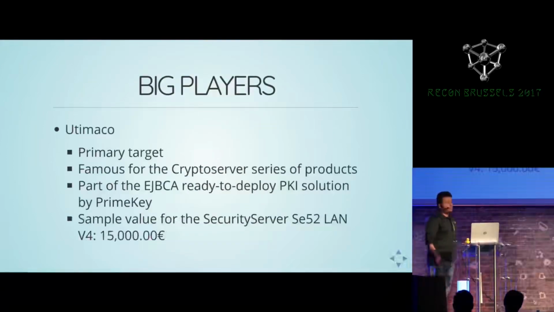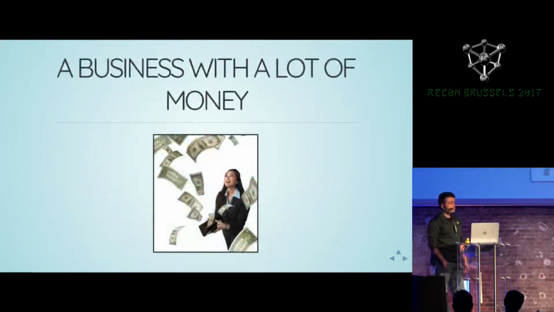And our target, Utimaco. Utimaco is famous for the CryptoServer series of products, and they have a ready-to-deploy PKI solution using EJBCA. EJBCA is a very famous product for setting up a CA. Sample value for a network HSM, 15,000 euros. So as you can see, it's a business with a lot of money.